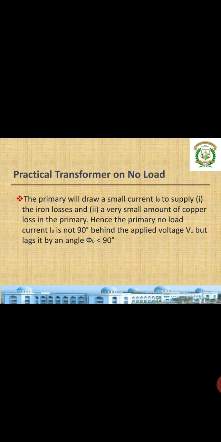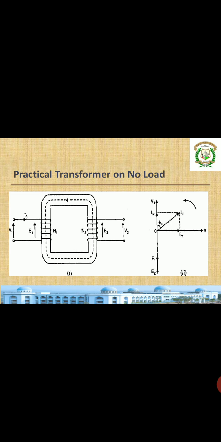The primary will draw a small current I0 to supply, first, the iron losses, and second, the small amount of copper loss in the primary. So the primary no load current I0 is not 90 degrees behind the applied voltage V1, but lags by an angle below 90 degrees, somewhere between 0 and 90 degrees. You can see that here, the angle phi 1 or phi naught from V1 to I naught.